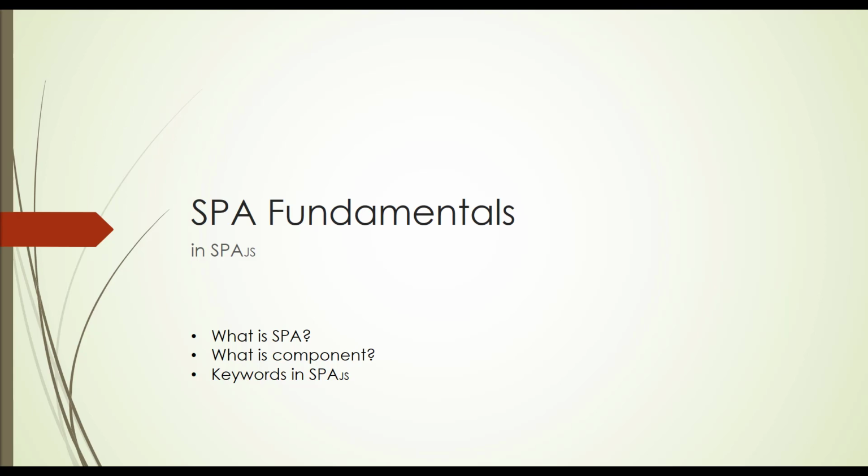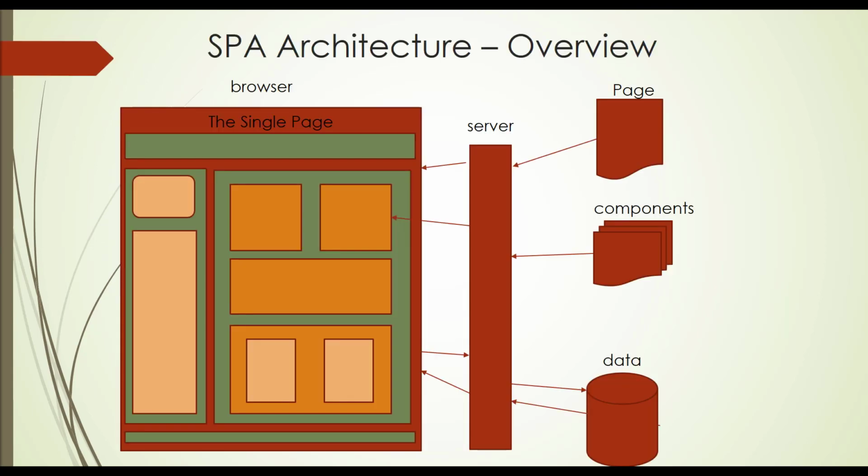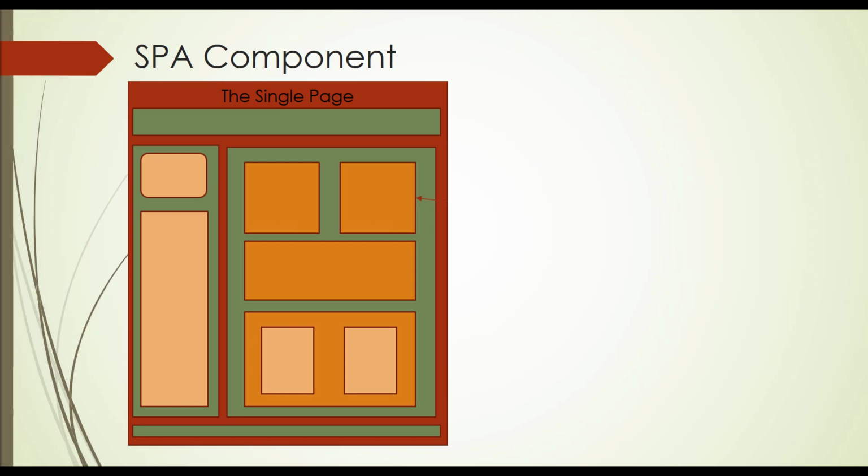In this episode, let's see what is SPA and what is component and some of the important keywords in SPAjs. In a single page application architecture, the browser sends a request to the server in order to get its first page. From then onwards, the browser will send subsequent requests to the server in order to build its web components. So what is a SPA component?